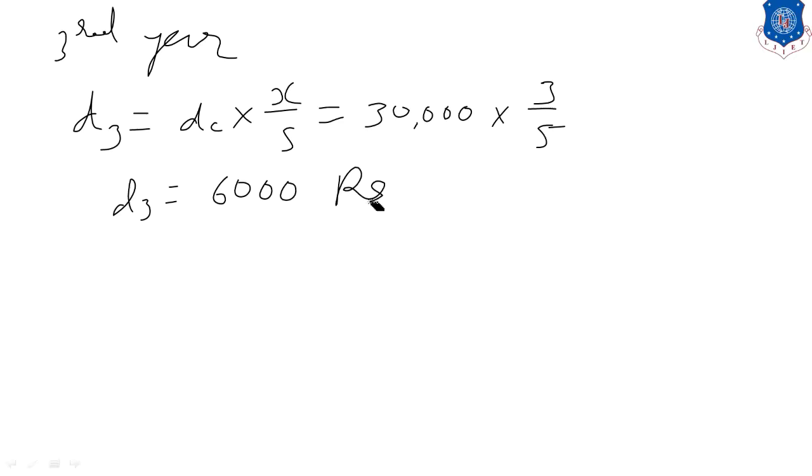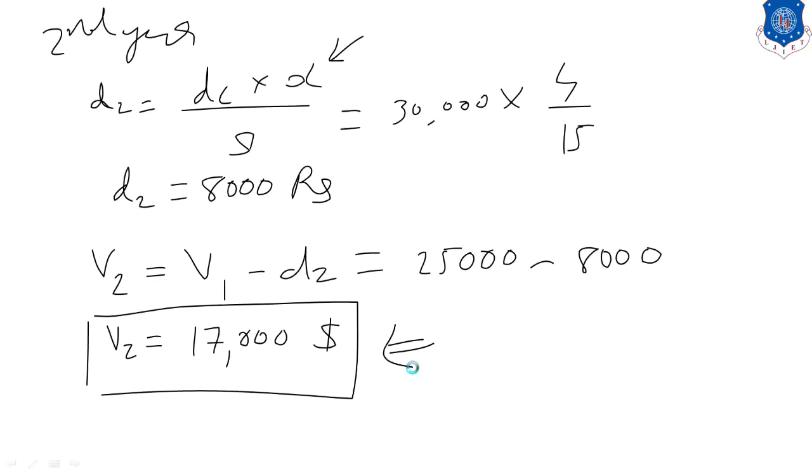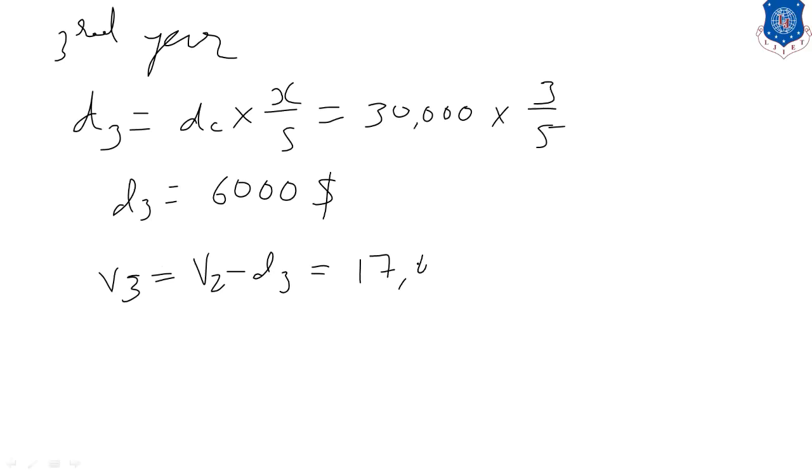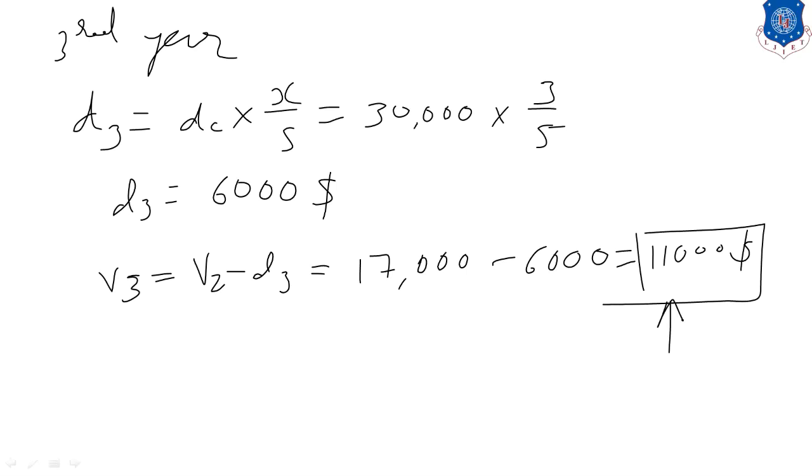So there is no rupees, there is a dollar. So we have to write $6,000. So let's calculate the book value for the third year. The book value represented by B3 is equal to B2 minus D3. The book value for the second year is $17,000. So let's write here $17,000 minus $6,000. So it makes $11,000. So it becomes the book value for the third year, or we can say that $11,000 is the amount for the particular equipment for this third year.